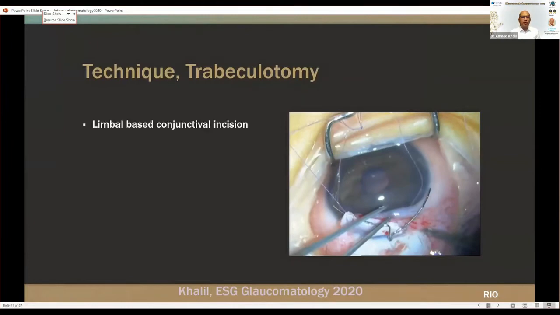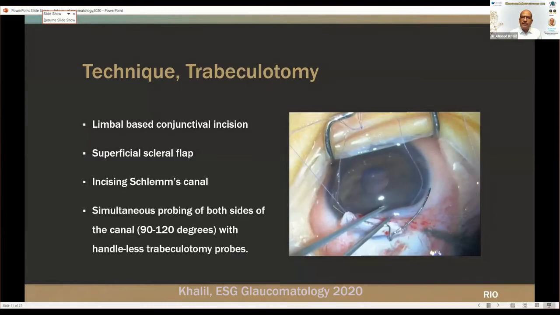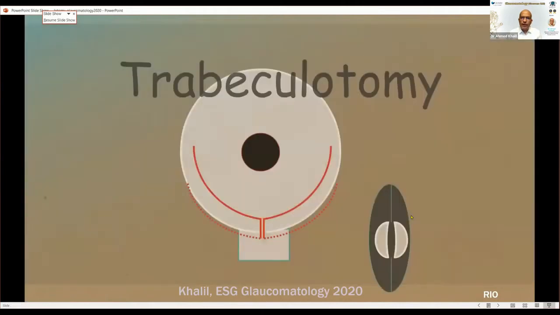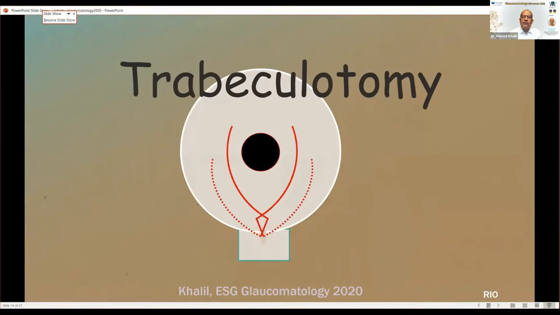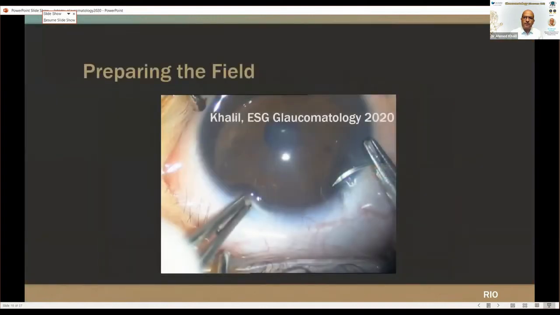I always do in all my glaucoma surgeries, limbal-based conjunctival incision, superficial scleral flap, incising the canal of Schlemm after we go in it, and then simultaneous probing of both ends of the Schlemm's canal. We have the advantage of simultaneous probing, and with these handleless trabeculotomy probes, we go on with the probes right and left, and we rotate them so it is easy to go on either side, because after collapse of the anterior chamber, it becomes really difficult to get the canal of Schlemm from the other side.